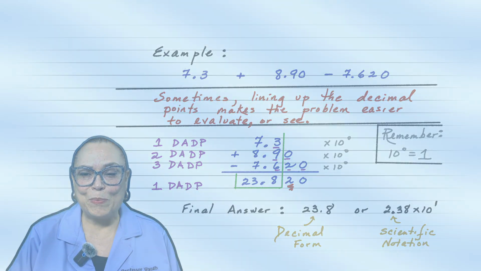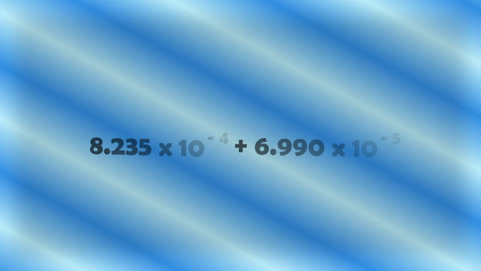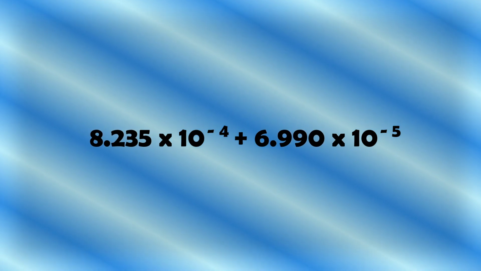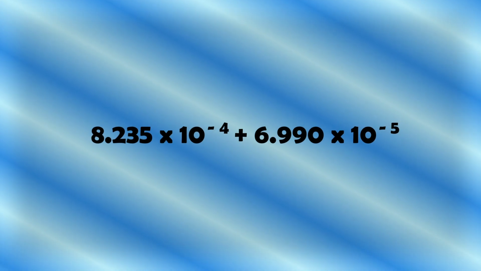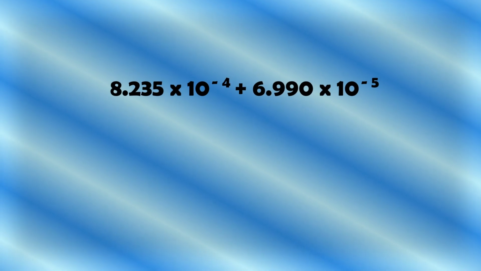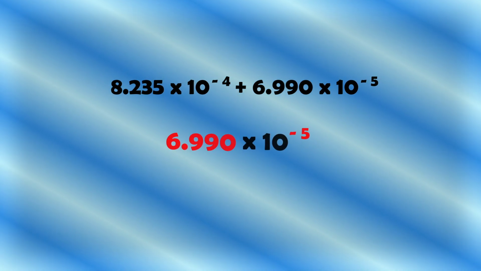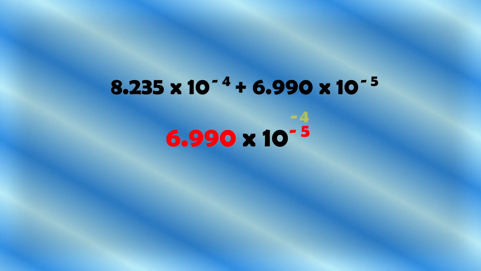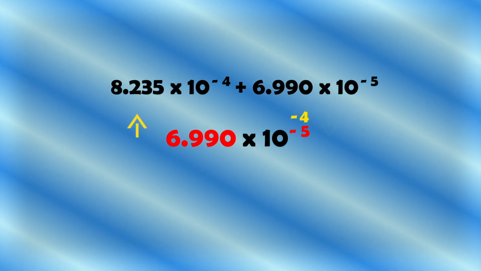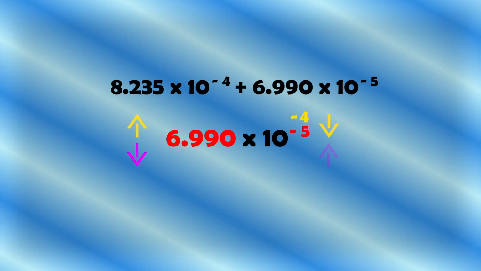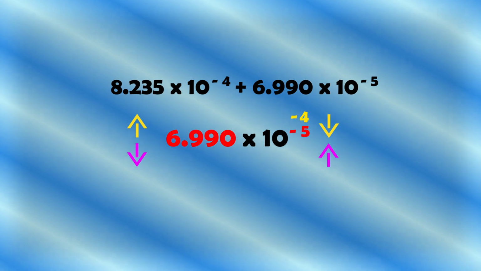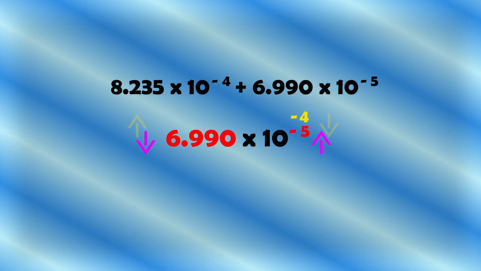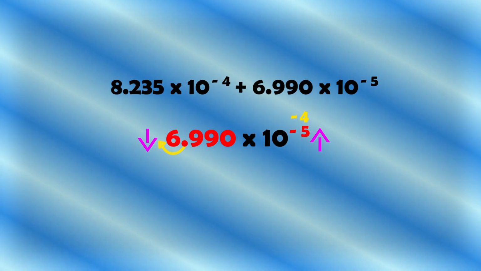Now let's look at an example with numbers with different powers of 10. Remember, in order to keep the precision, all numbers have to have the same power of 10. So let's take the second number, which is 6.990 times 10 to the minus 5, and change that to 10 to the minus 4. As one goes up, the other goes down. As one goes down, the other goes up. 10 to the minus 4 is larger than 10 to the minus 5. So the decimal portion has to go down as the power of 10 goes up.